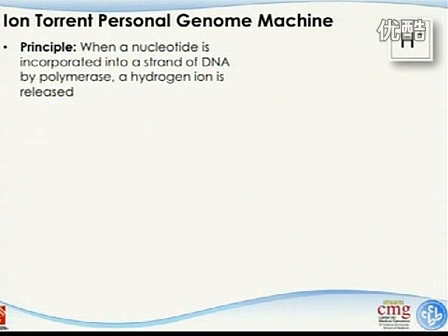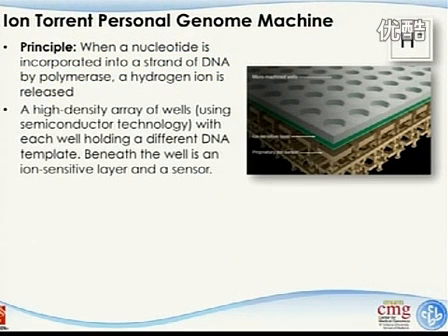And the principle of this technology is when a nucleotide is incorporated into a strand of DNA by polymerase, a hydrogen ion will be released. So this is what the chip will look like. It's a high-density array of wells. As you can see, there are so many small wells, made using semiconductor technology, with each well holding a different DNA template. So basically, you put DNA templates into it. Beneath the well is an ion-sensitive layer and a sensor.